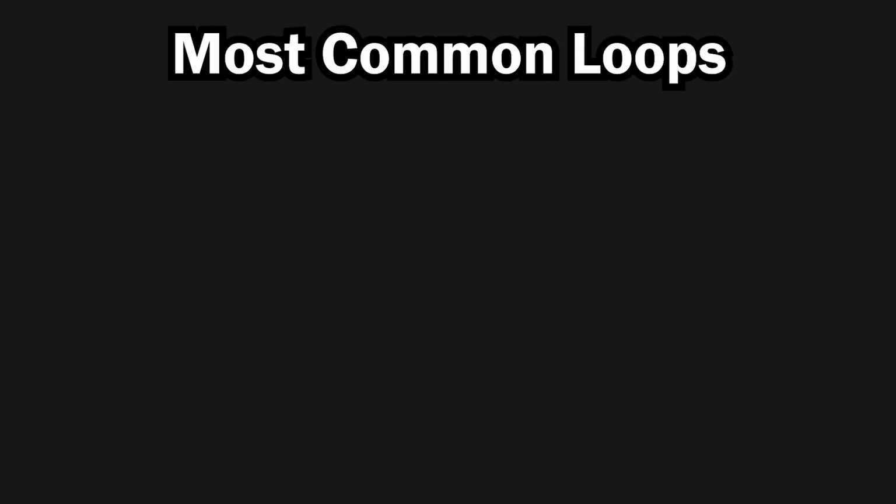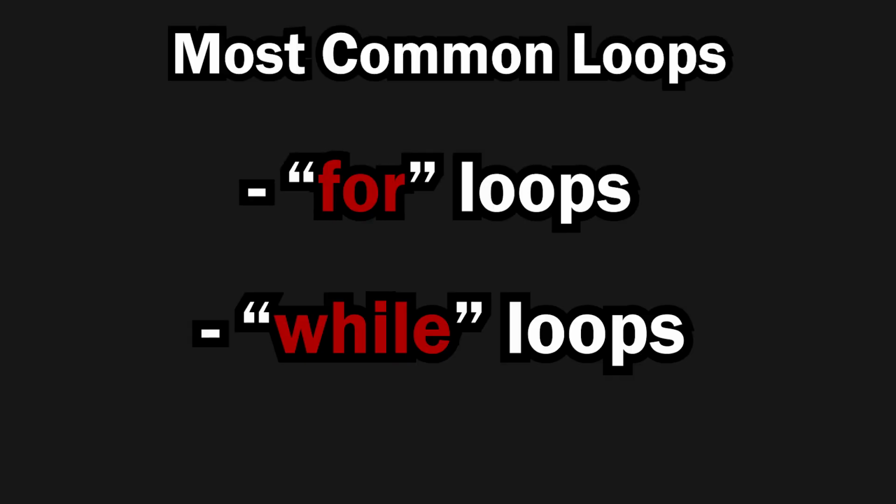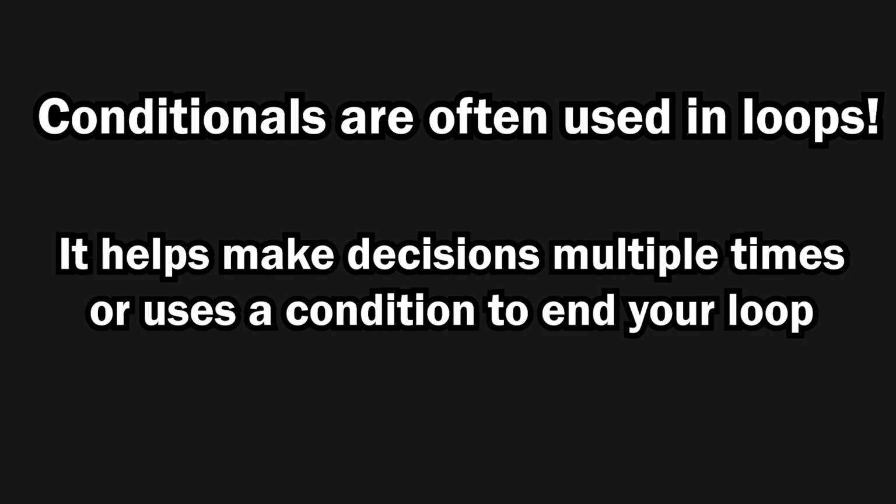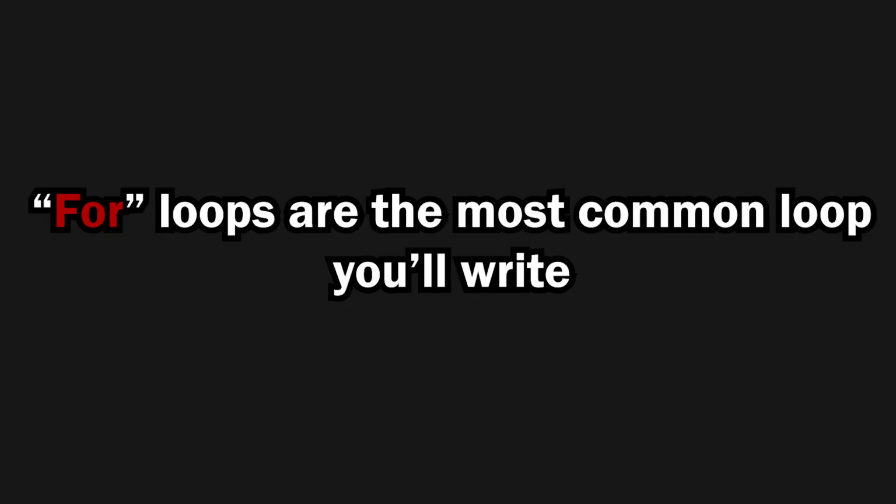Now that we understand conditionals better, let's get into loops. In coding, there are a couple different loops. Most commonly, there are for and while loops. Usually, conditionals are contained within your loops to make a decision on something you're looping through or to break the loop itself. For loops are the most common of the loops you will find yourself writing.